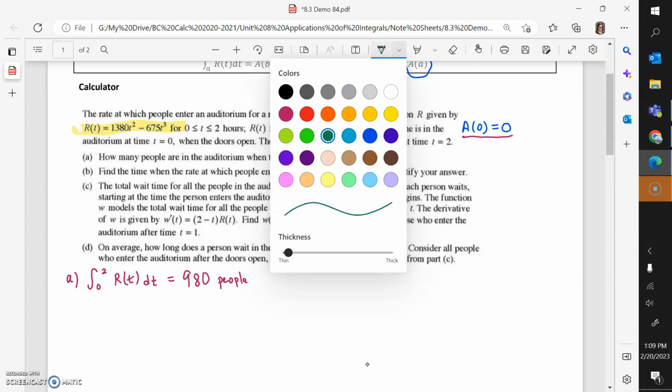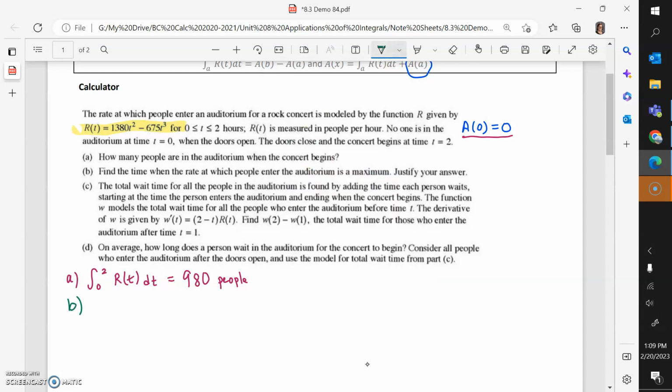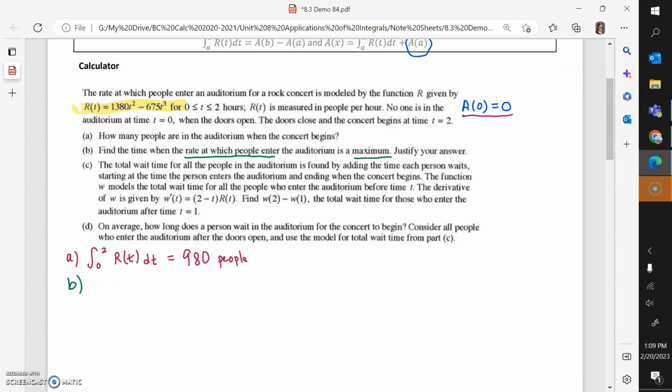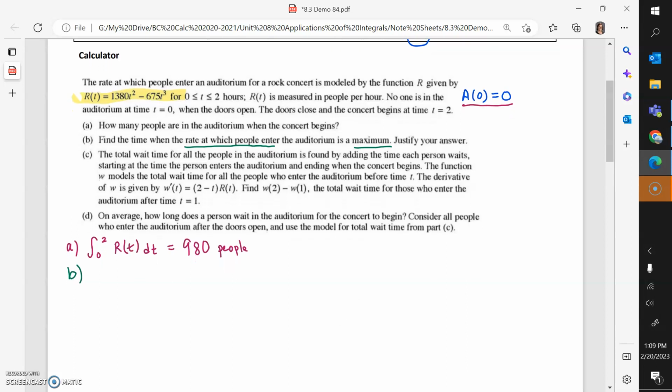Okay, part B, find the time when the rate at which people enter the auditorium is a maximum. The way you find a maximum for a function is you take the derivative and you find the critical points. So we're going to take that derivative, r prime of t. You have to take the derivative by hand. You have to show that step, although you don't have to do things like multiply 2 times 1380. Your calculator is totally capable of doing that for you. So you don't have to do that multiplication. You can if you want to, but it would save time not to.